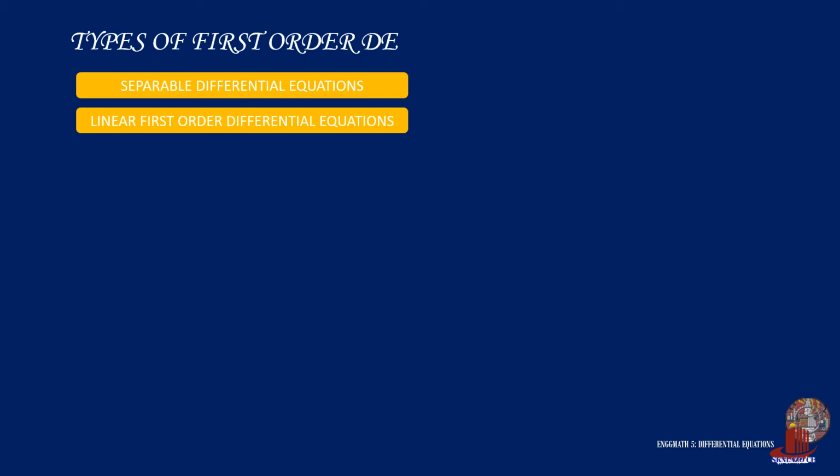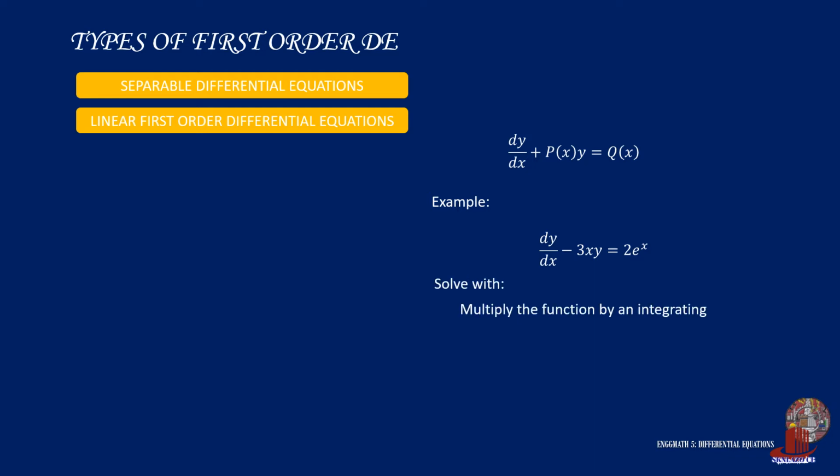Linear first-order differential equations have the standard form dy over dx plus p function of x times y equal to another function of x. It is not possible to separate the two variables at this point. For example, dy over dx minus 3xy is equal to 2 times e raised to x. But we can still solve this DE by using an integrating factor given as mu of x, which is equal to e raised to the integral of p of x dx.